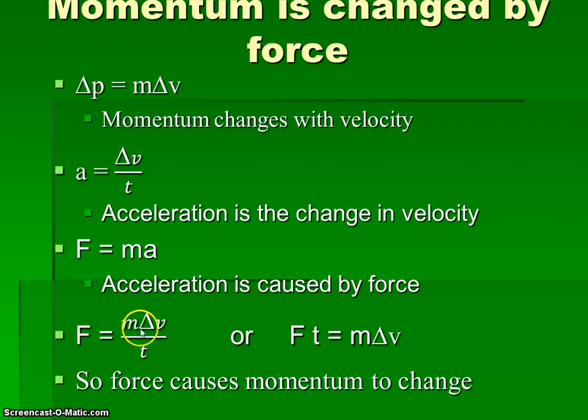Then you take this equation and rearrange it, multiply both sides by t, you get Ft equals m times delta V. So the whole part of this is showing how m times delta V is equal to the force times the time. So mass times change of velocity is the change in momentum, and what causes that is force. So the ultimate outcome of all these equations here is that force causes momentum to change.